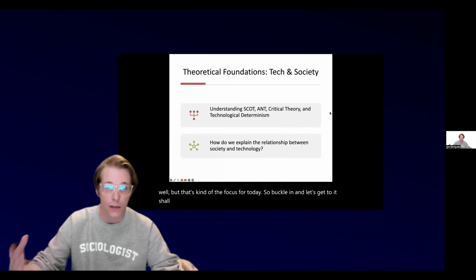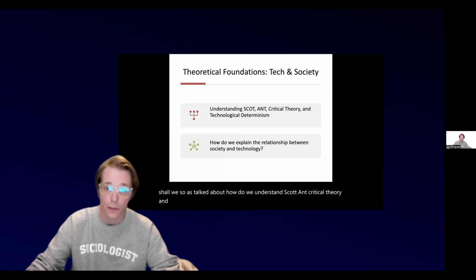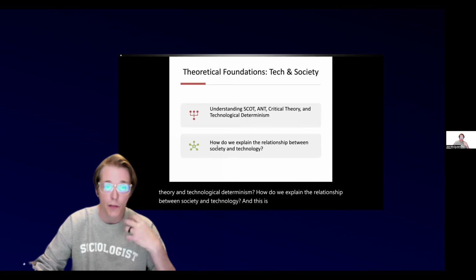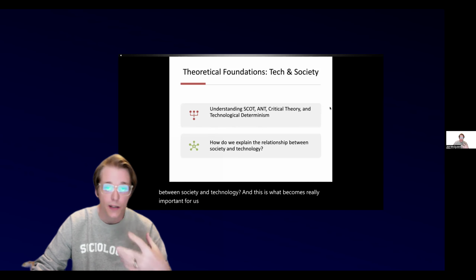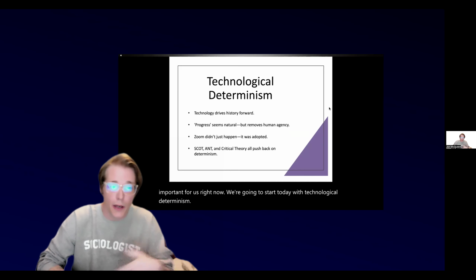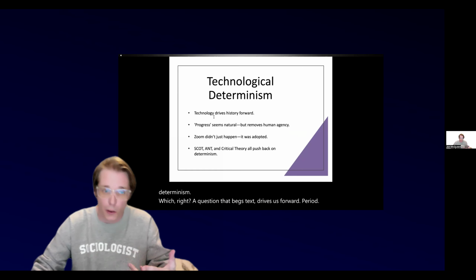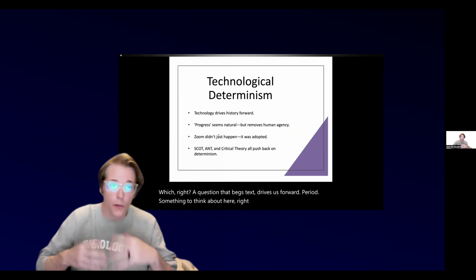So, as talked about, how do we understand SCOT, ANT, critical theory, and technological determinism? How do we explain the relationship between society and technology? And this is what becomes really important for us, right? Now, we're going to start today with technological determinism, which raises a question that begs: tech drives us forward, period. Something to think about here, right? But let's start with the big one, as we said.